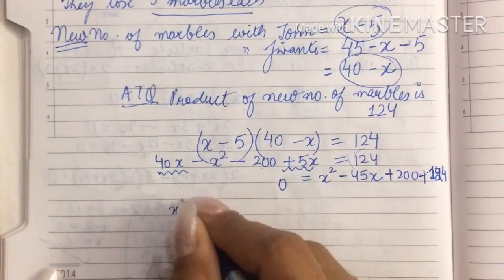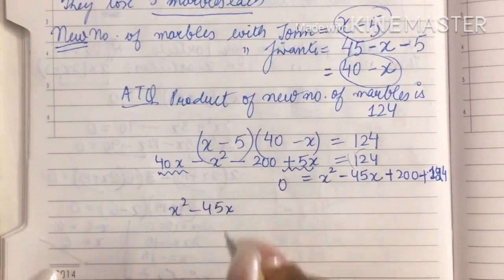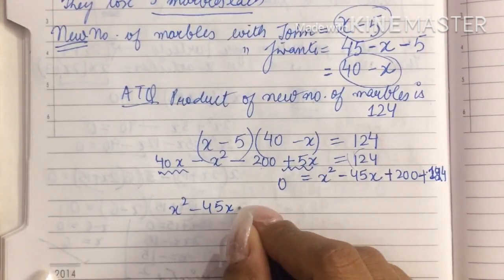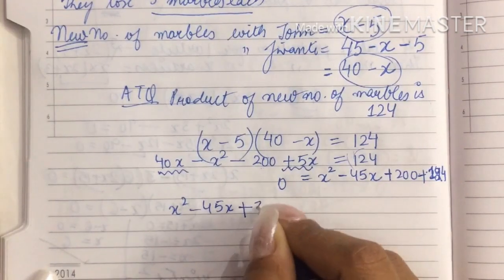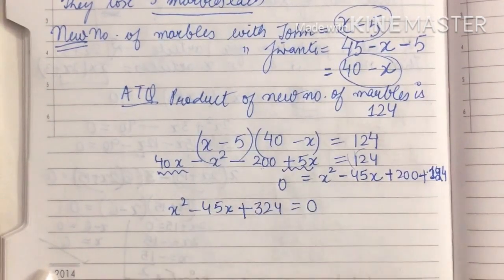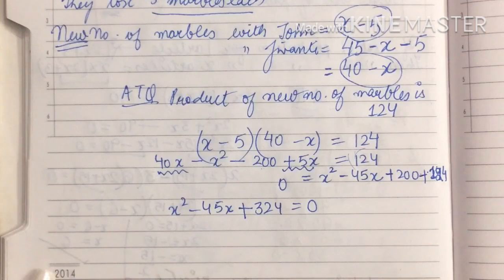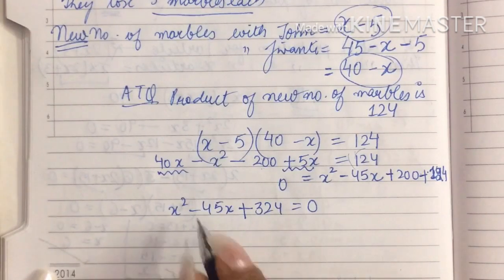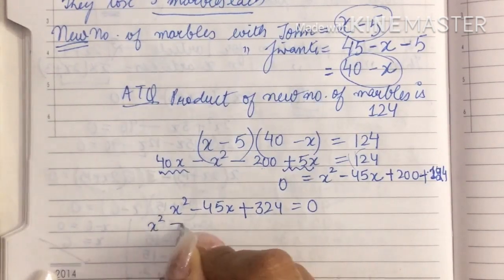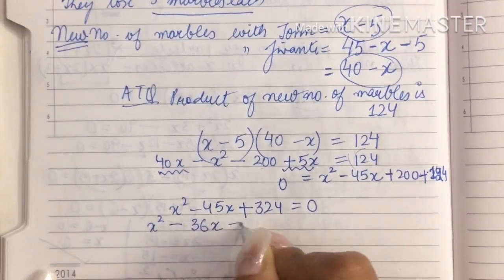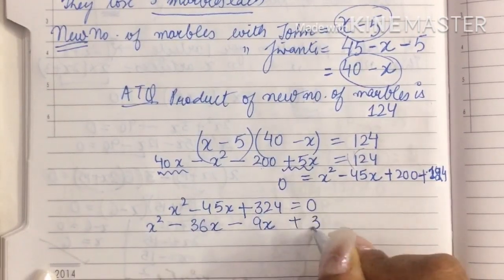Let's solve. X square minus 45x plus 324 equals to 0. This is the quadratic equation obtained. Now I have to split the middle term. Split the middle term, obtain linear factors, and then find out the value of x. Let's split the middle term. This will be 36x minus 9x.